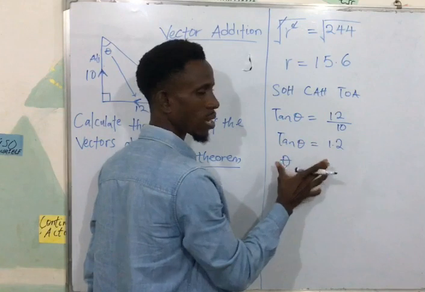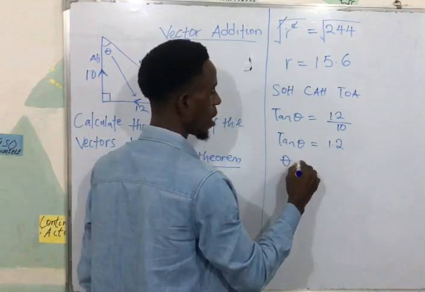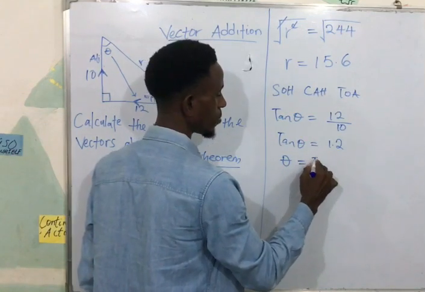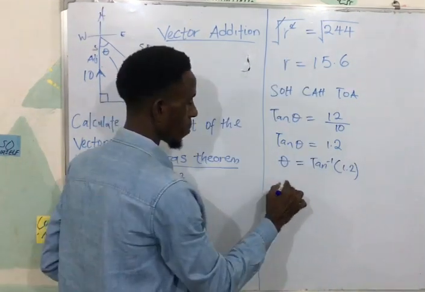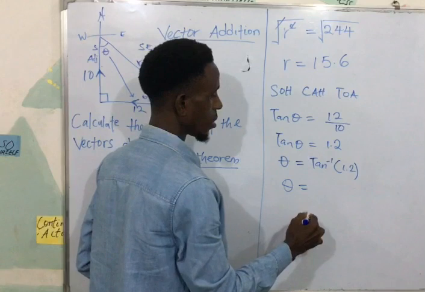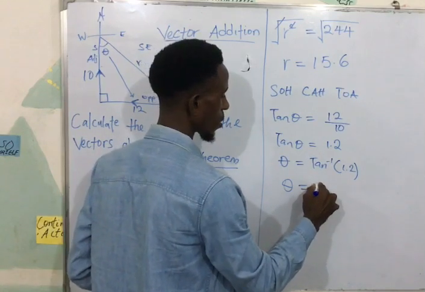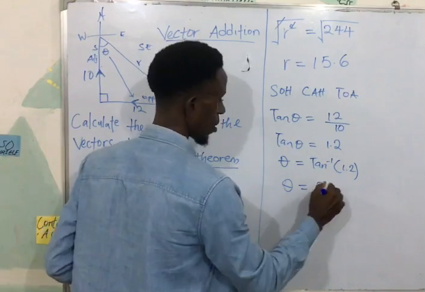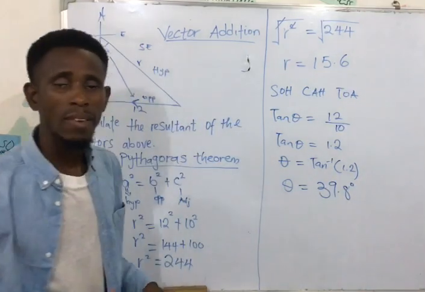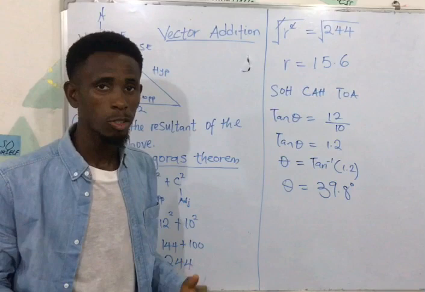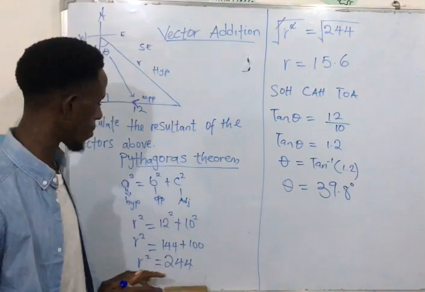So I'm going to take the arctan of both sides. Here I'm going to have tan inverse of 1.2. My theta is going to be 39.8 degrees.